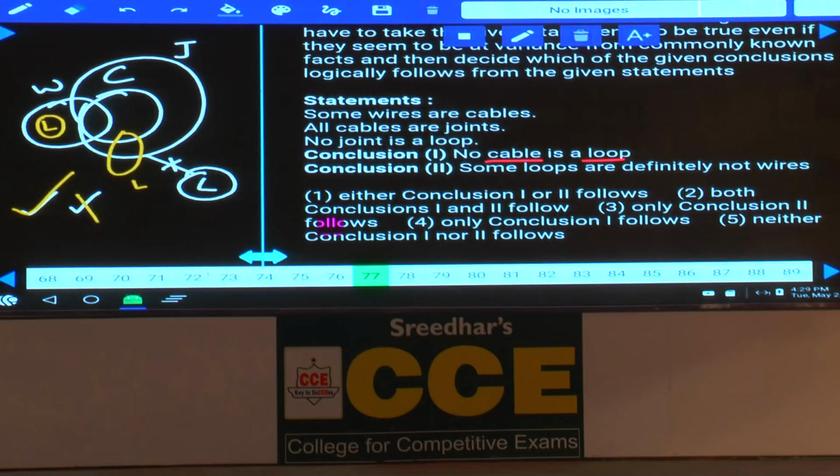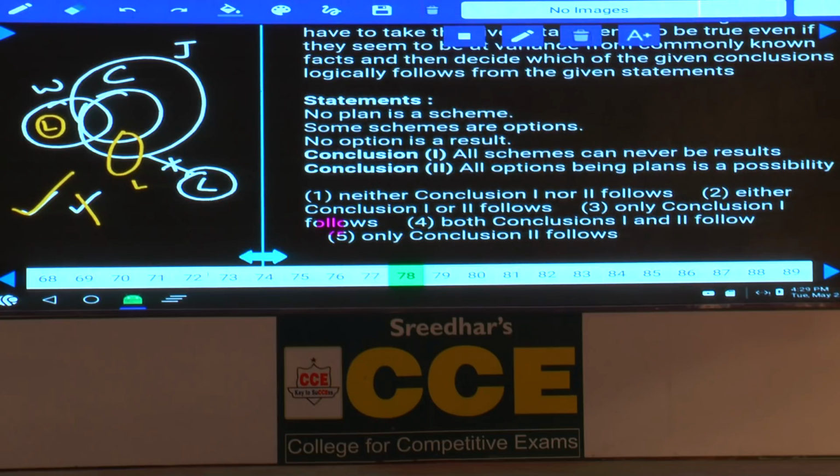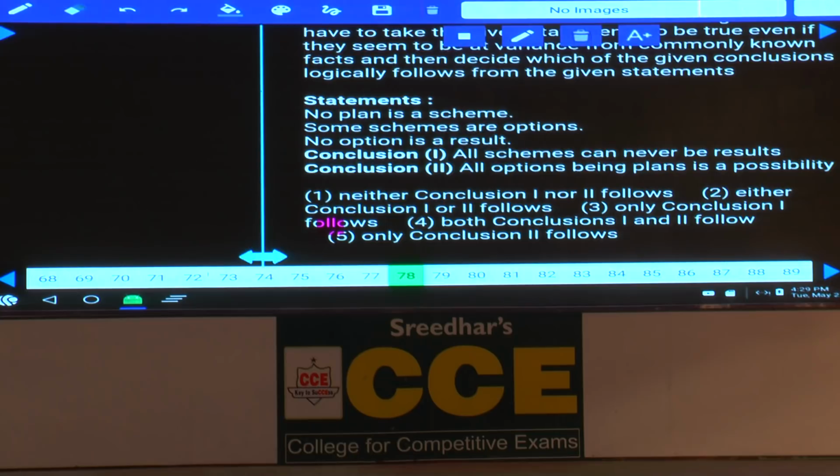Hence, the alternate diagram is proven, so the previous conclusion will be false. Hence only conclusion 1 is true. Choice 4 for question 77. Then question number 78. Now in this 78, no plan is scheme.